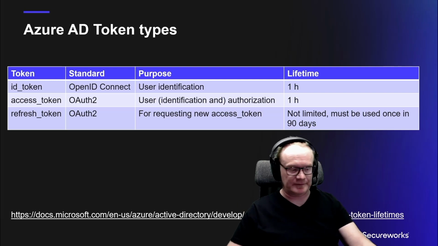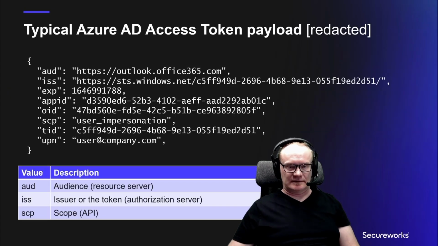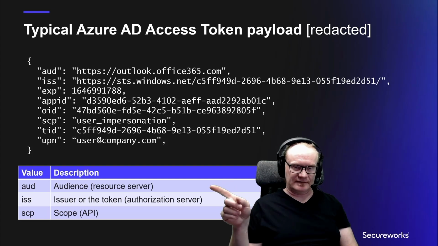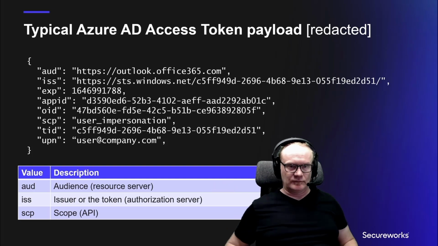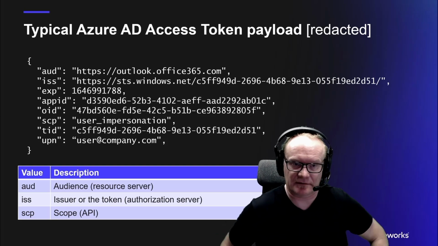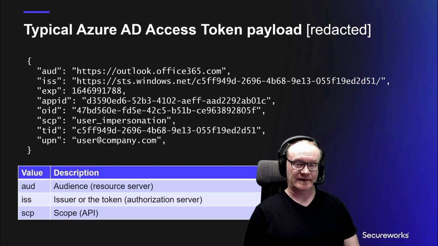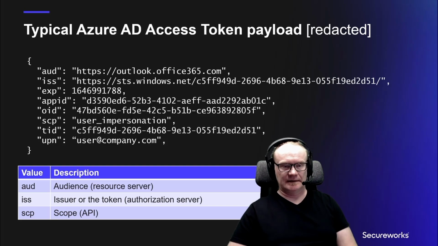So one thing to remember. And then what is inside the access token? So here's an example. It's quite a typical access token. There are not all claims there, but the most important ones. First of all, we have the audience, which maps to the resource server, which in this case is outlook.office365.com, but it could be like graph.microsoft.com or graph.windows.net for the, well, almost deprecated AD Graph, and so on. Then we have the issuer, which is the authorization server in OAuth terminology.